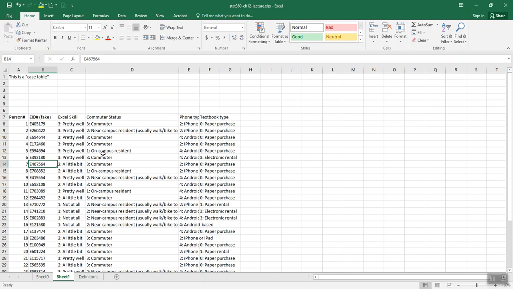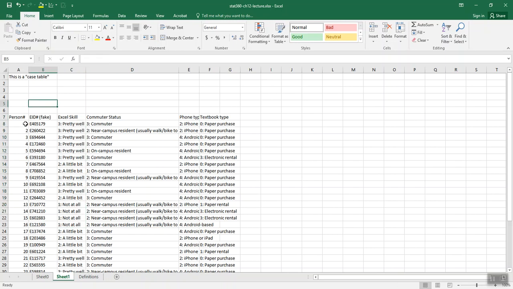So here's realistic data. It's pretty real, but not perfectly real, from one of our start of the semester surveys, where we asked, how well do you know Excel? What's your commuter status? What kind of phone do you have, Android or iPhone? And did you buy a paper textbook, or rent a paper textbook, or buy an electronic copy? For now, we're going to focus on Excel skill and phone type.